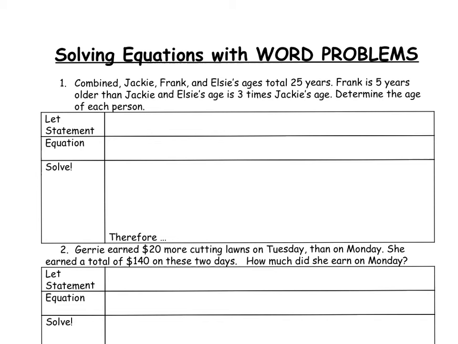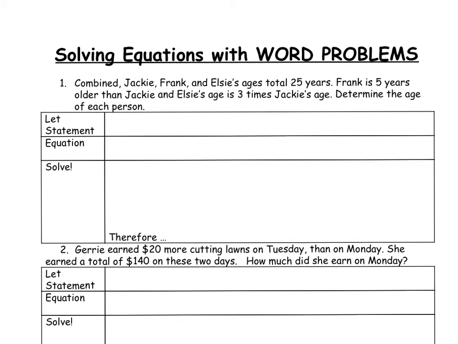So let's look at this first question. Combined, Jackie, Frank, and Elsie's ages total 25 years. Frank is 5 years older than Jackie, and Elsie's age is 3 times Jackie's age. Determine the age of each person. So I'm sure that you went, oh my goodness, what am I supposed to do with that? So the first thing you want to do is we're going to go back and unpack this question.